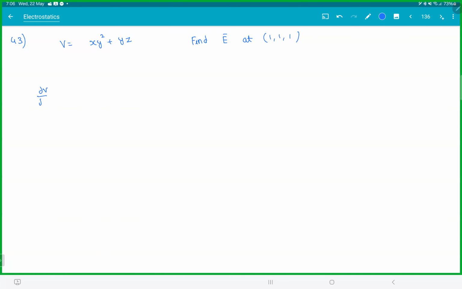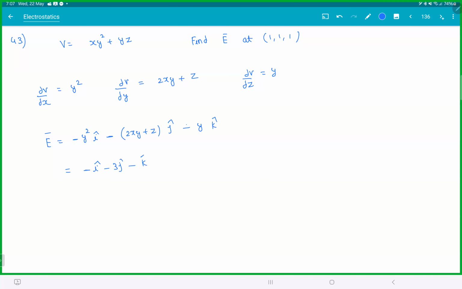So dou v by dou x, when you differentiate with x, only x is variable, remaining are constant. This guy will be y square. Dou v by dou y is 2xy plus z. Dou v by dou z is y. So the field is minus y square i cap, minus (2xy plus z) j cap, minus y k cap. Substitute 1, 1, 1. So minus i cap minus 3j cap minus k cap. Easy? Yeah.